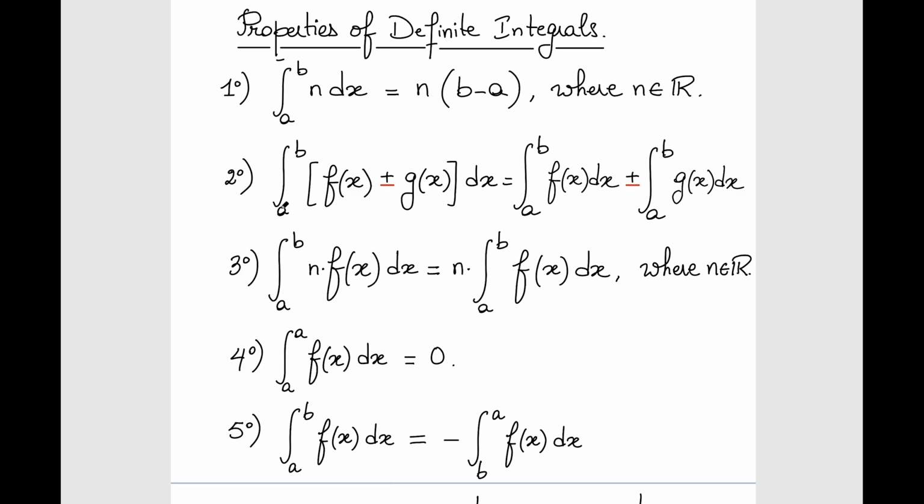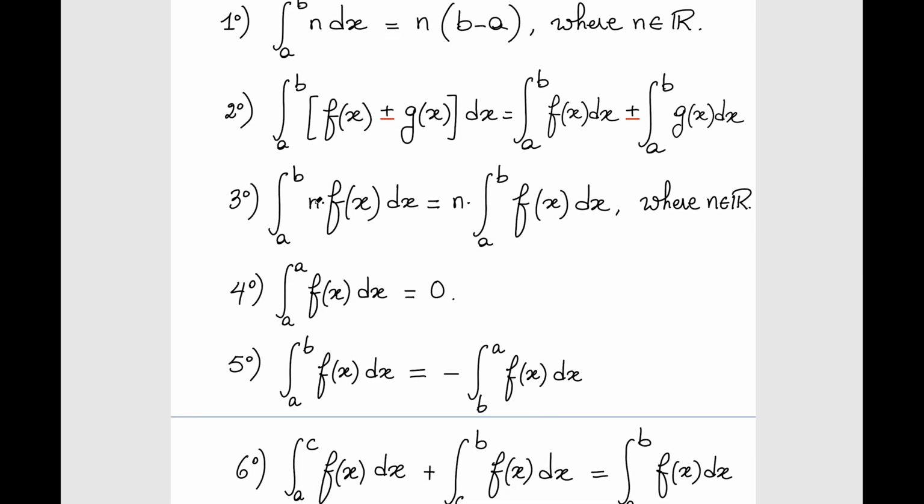Part 2, the definite integral from a to b of f(x) plus g(x) is equal to the sum of the two definite integrals, one that has to do with f and one that has to do with g, and the difference as well, right? And the third one, the definite integral of a dilation of the function is equal to this multiplicative constant n, a pure constant, times the integral from a to b of f(x) dx. So that multiplicative constant can be pushed outside the integral.